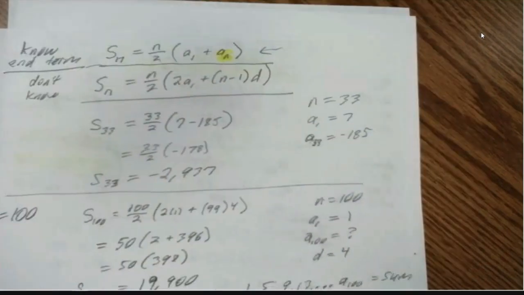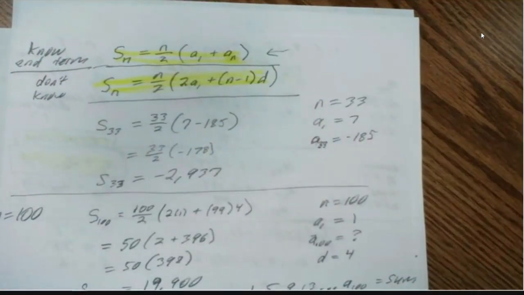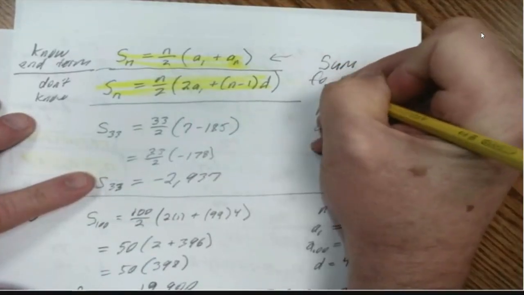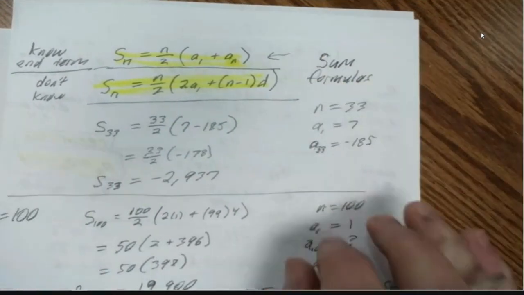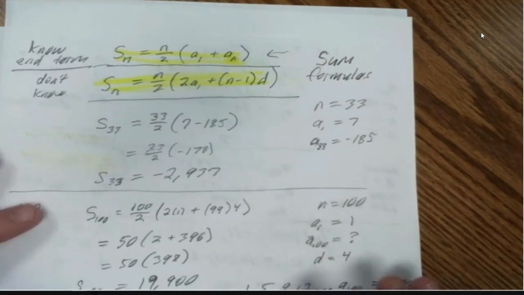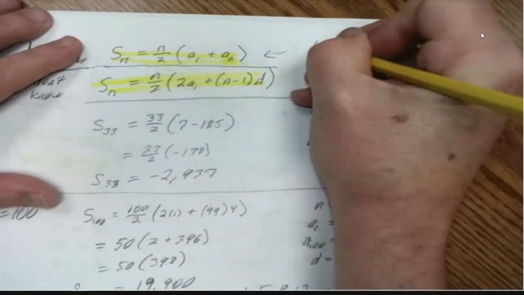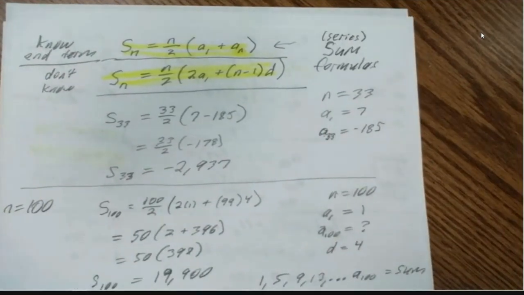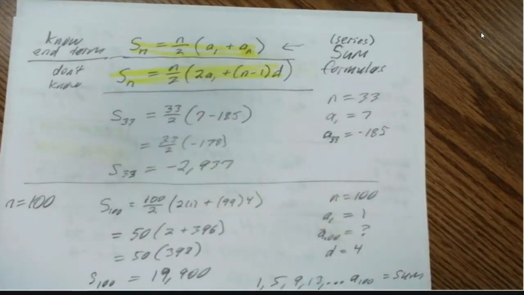And then you have these 2 formulas. And these are the sum formulas. Right? Sum formulas. All right. They talk about that being an arithmetic series. Arithmetic series. Put series in parentheses up there. And that's adding up the sum of all the numbers that are in a sequence.